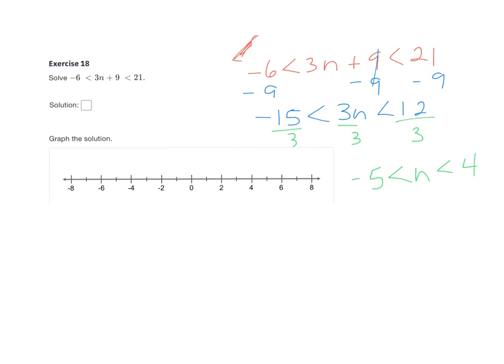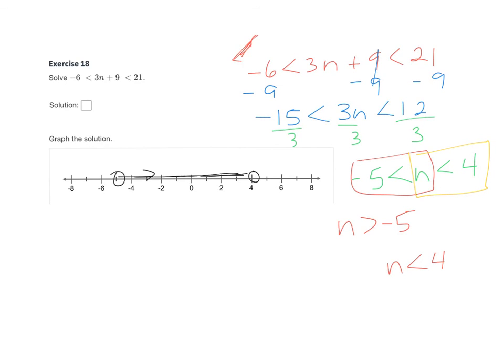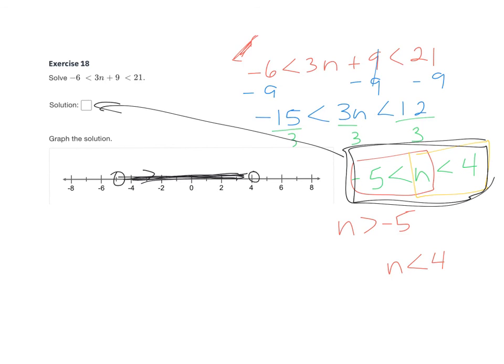So now when we go to graph this, we're going to have to flip this part. We would have n greater than negative 5, and we would have n less than 4. Because this part is just going to stay the same. So now let's graph this. Negative 5, an open circle, going to the right. Positive 4, an open circle, going to the left. So there's the correct graph. This would be your inequality. That is what you would plug right there.